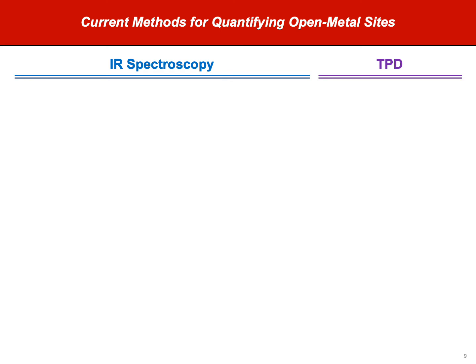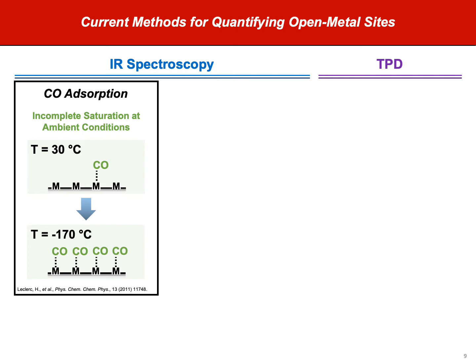So what are the current methods that are typically used to quantify open metal sites? There are three that I can think of. The first is using CO adsorption. The main disadvantage, the limitation here, is the fact that you can have incomplete saturation at ambient conditions, and typically you would require going to subambient temperatures to achieve complete coverage of the open metal sites. There is also the question of unselective CO adsorption and deconvoluting unselective from selective adsorption.